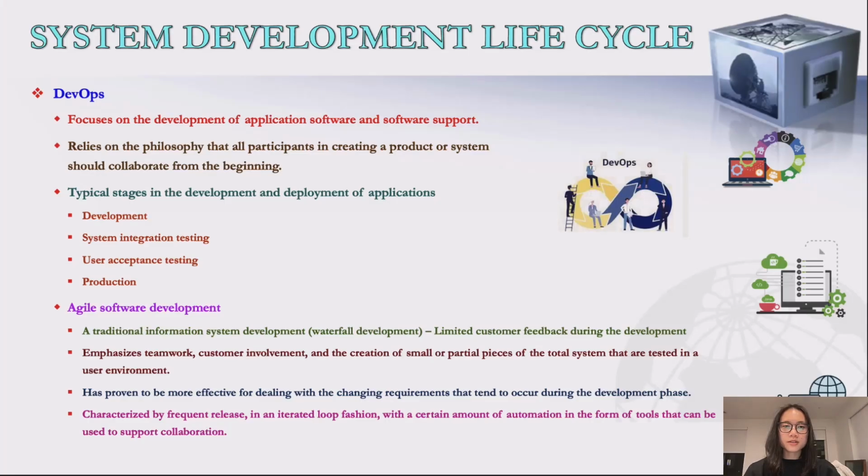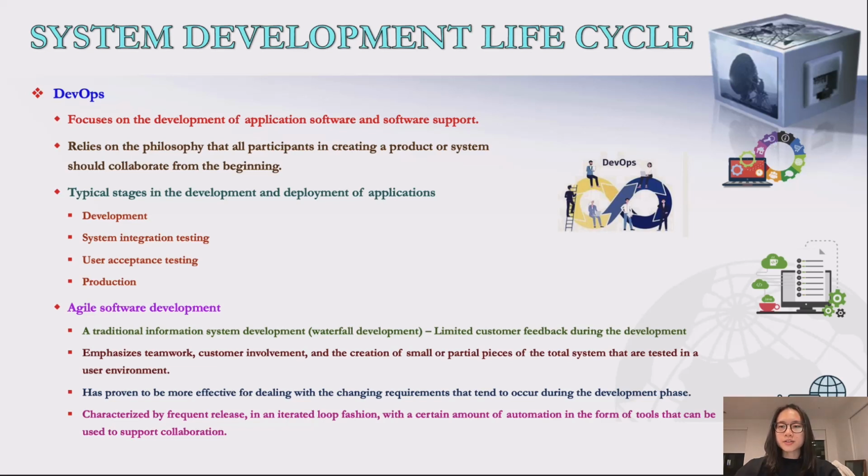In the second part of this lecture, we're going to continue discussing DevOps. The focus of DevOps is the development of application software and support software. The essence of DevOps is that all participants in creating a product or system should collaborate from the beginning. Most application vendors and in-house application developers typically follow 4 stages in the development and deployment of applications. They are development, system integration testing, user acceptance testing, and production.